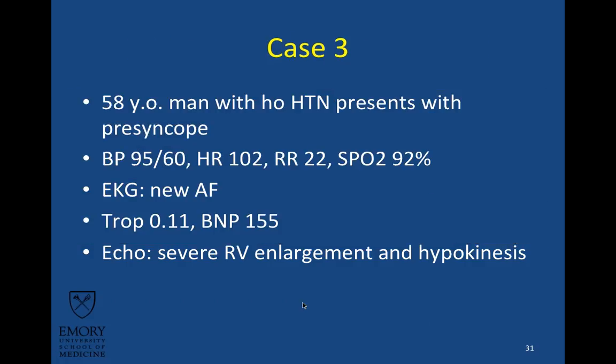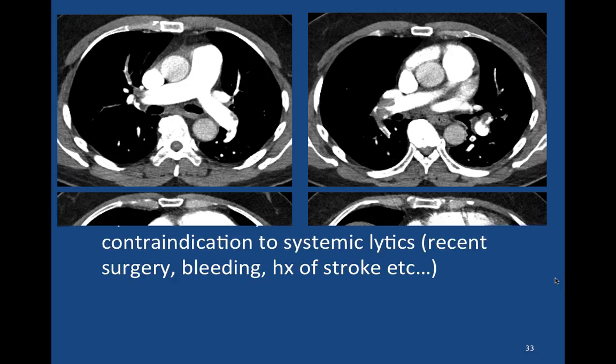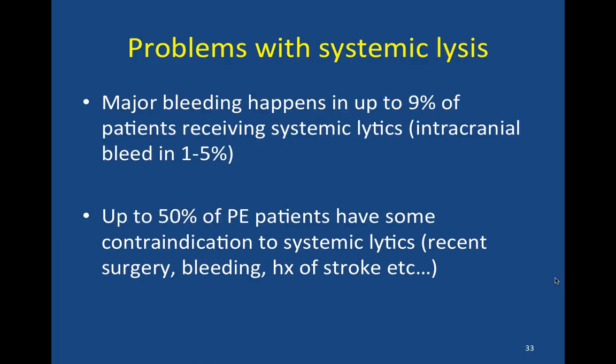This is an example of a case who may be a good candidate for systemic lytics. 58-year-old man with history of hypertension. He came in with borderline blood pressure. So again, this blood pressure is not normal for this gentleman. So he's not massive, but he has high-risk features: new atrial fibrillation, increased troponin, severe RV enlargement. And if you look at his CT scan, the clots are a little more distal, and the RV is enlarged. This guy is a good candidate for systemic lytics. His pressure is borderline. He's a young guy, and this guy, we gave him systemic lytics, and he did very well.